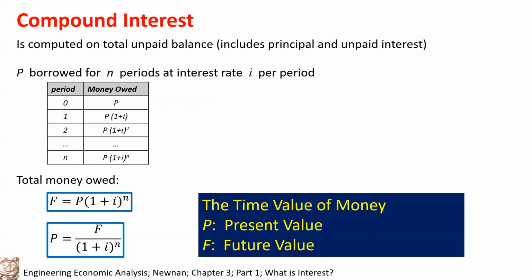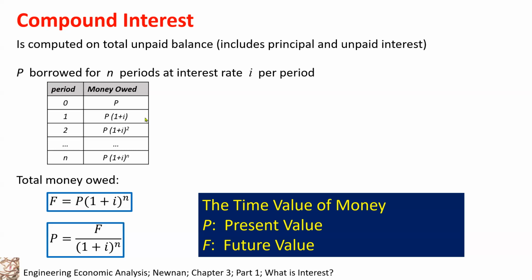So let's say you borrow an amount of money, called P, for n periods at the compound interest rate of I per period. So at t equals 0, you borrow the money for the amount of P. At the end of period 1, the amount that you owe will be P times (1 plus I).